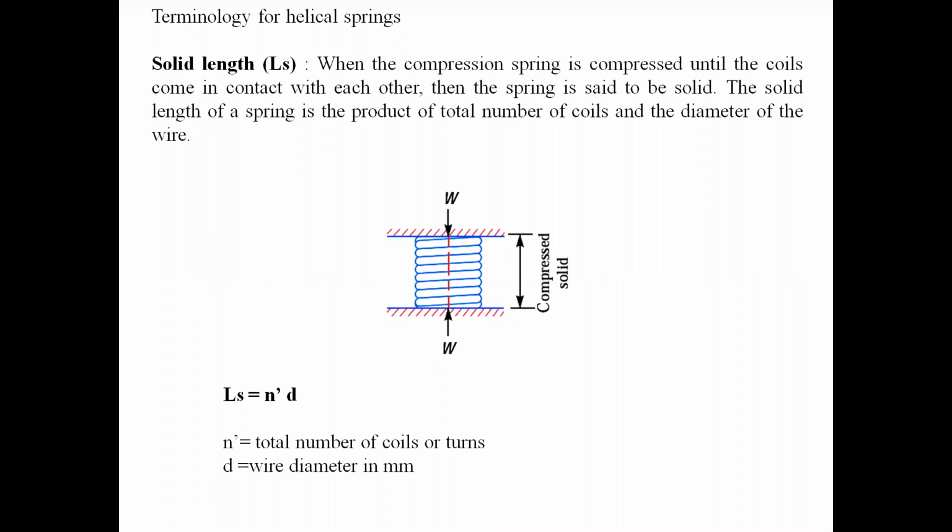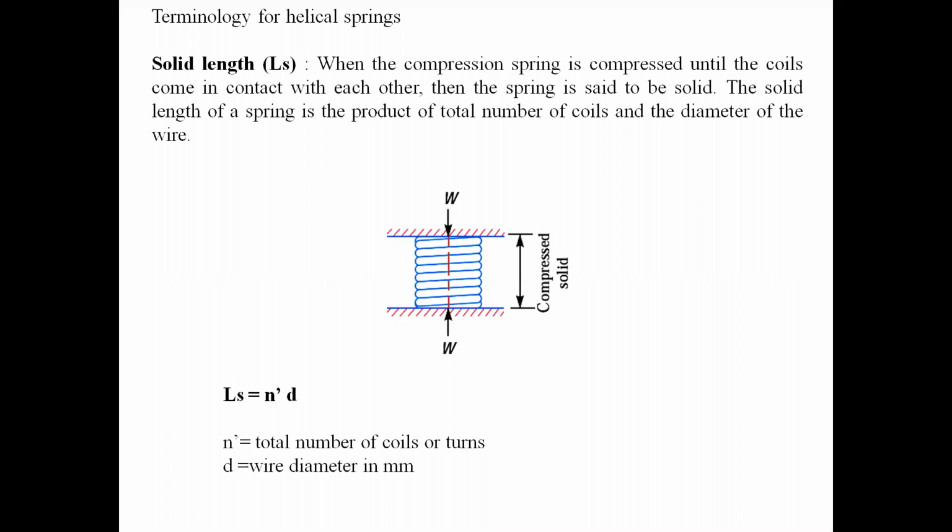What are the different terminologies for the springs? Now first, before going to the terminology, let us look at the picture. You'll find that there is one simple helical spring, and a load W is applied on it. Because of the W load, it gets compressed. How much does it get compressed? There is no gap between two coils. It is completely compressed. If such a spring is completely compressed, then there is one terminology that can be clear, which is called the solid length of the spring.